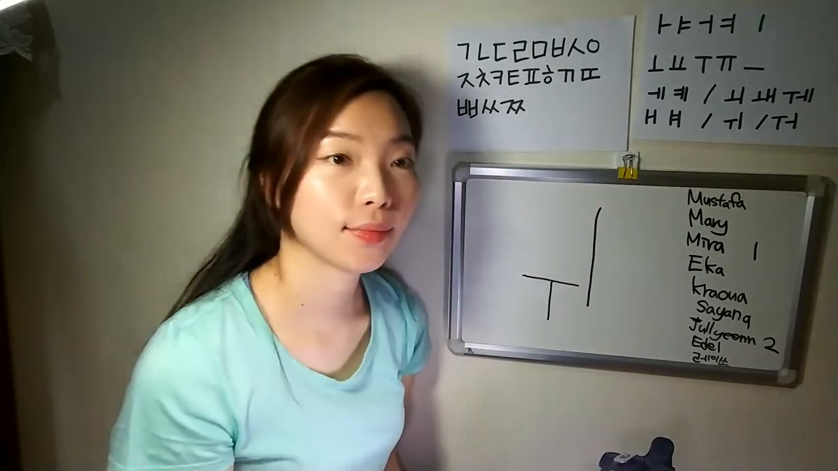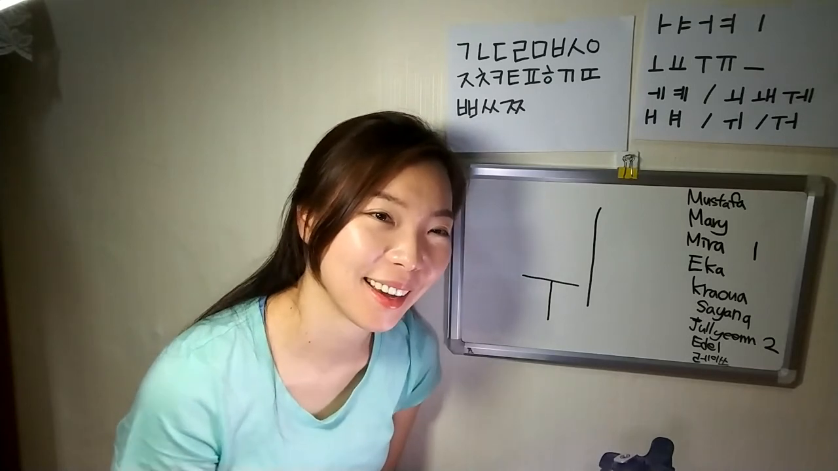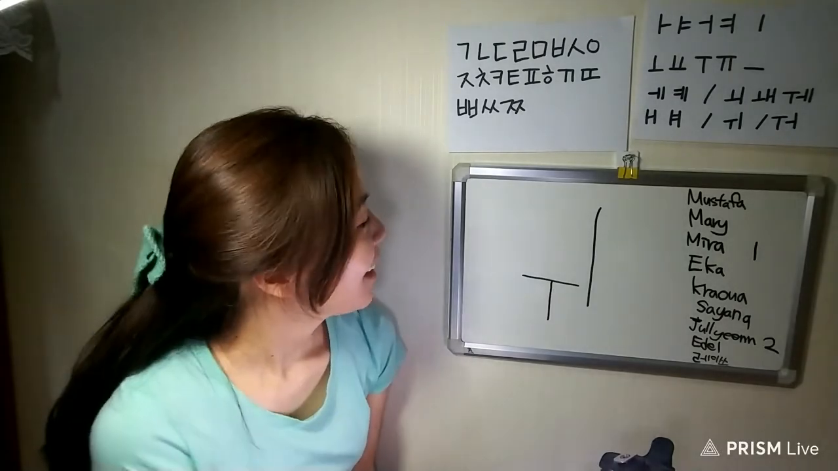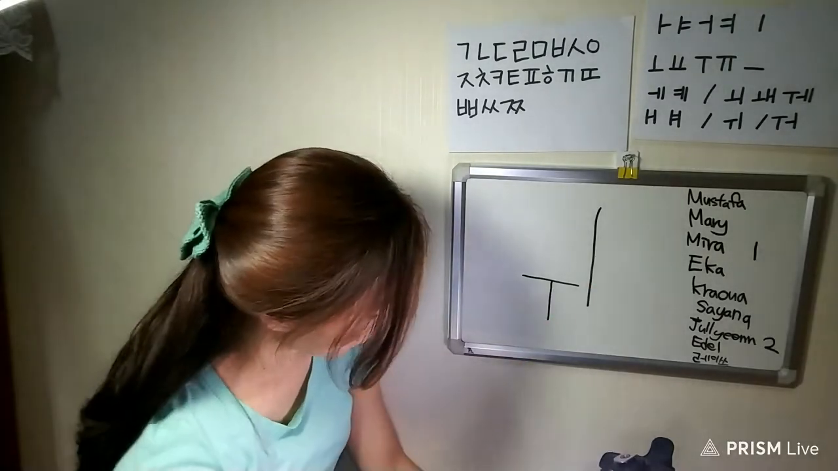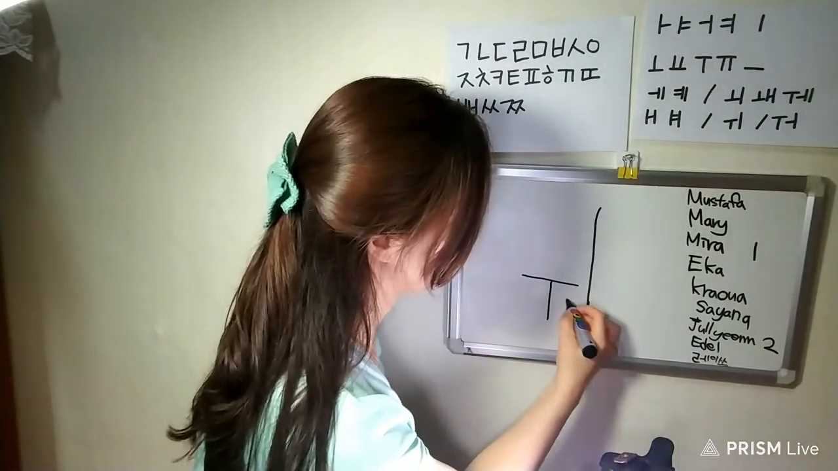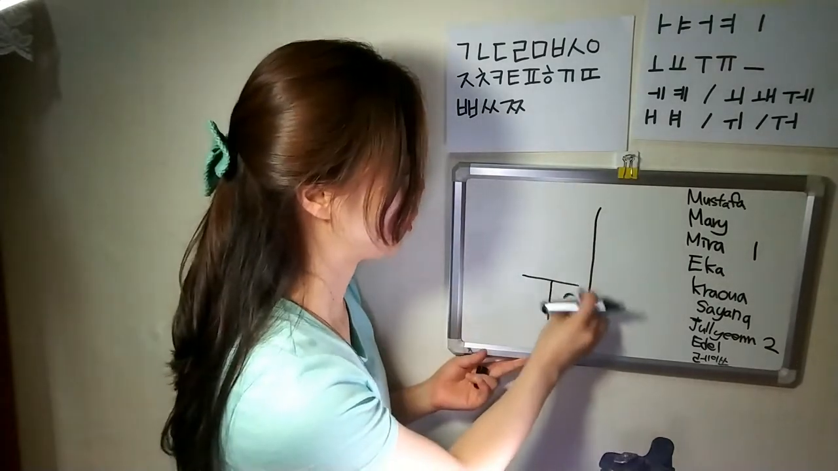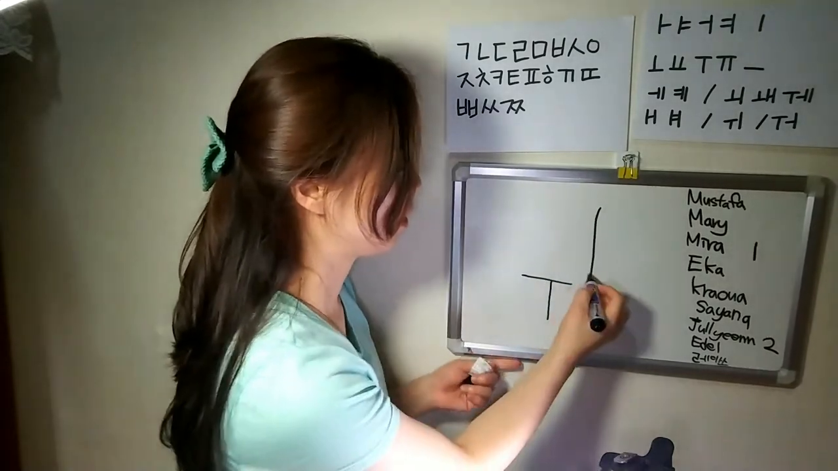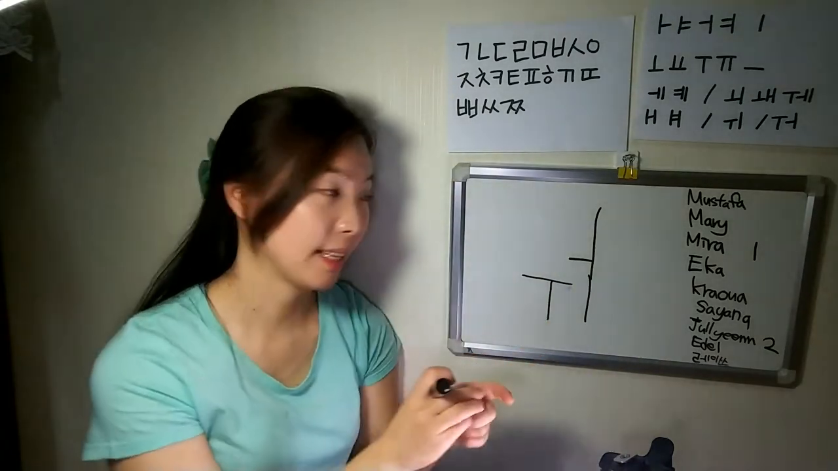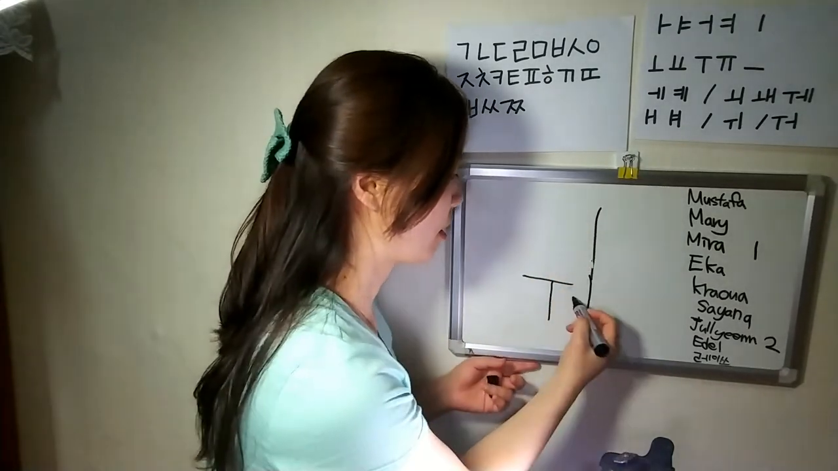G. Yeah, B. Yeah, B. Yeah. Okay, so, and then, U, O. But we don't write wo like this. We don't write wo like this. This bar always has to be here.